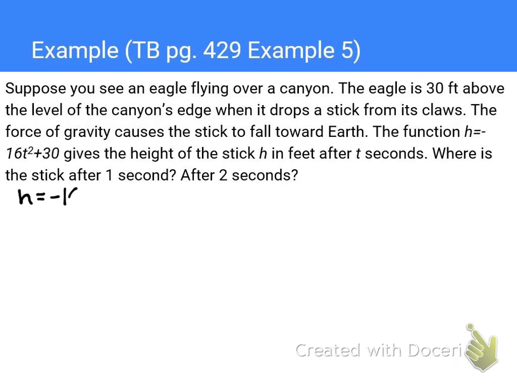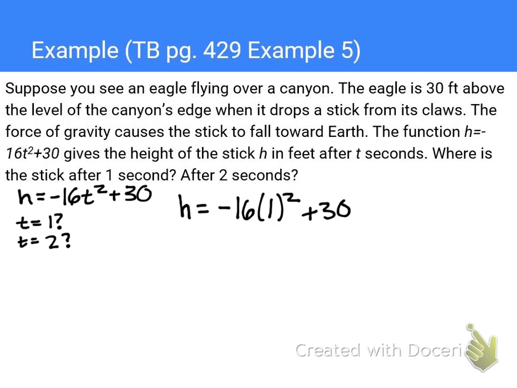So I'm going to start by rewriting the equation because it got kind of cut off weird here. So again, our equation is h equals negative 16t squared plus 30. And then I'm asked to solve for t equals 1 and t equals 2. Okay, so those are the two questions I need to answer here. So I'll start by plugging in t equals 1. Okay, so I get h equals negative 16 times 1 squared plus 30. Okay, then 1 squared just gives me 1, so I have negative 16 times 1 plus 30. Okay, and that equals 14.